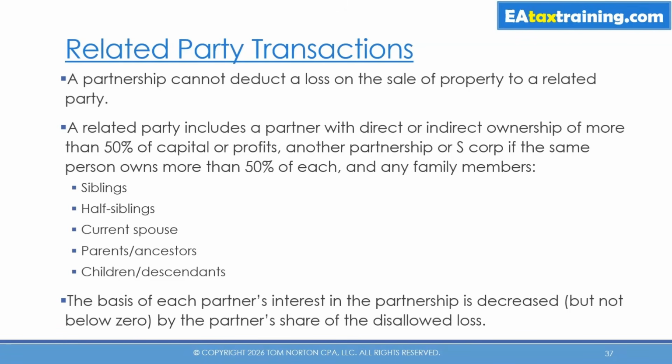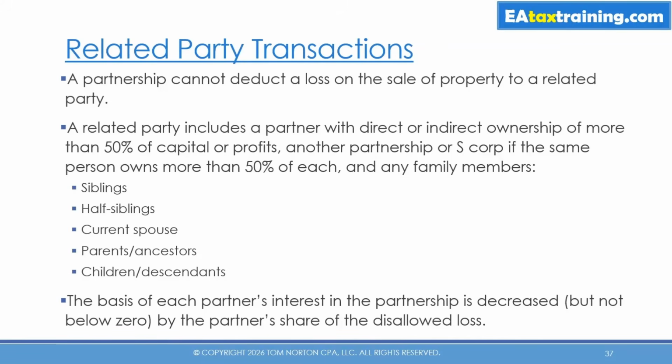Related party transactions. A partnership cannot deduct a loss on the sale of property to a related party. So again, the IRS does not want taxpayers manufacturing tax losses by selling property back and forth to each other. So if the partnership sells property to a related party and has a loss, there is no deduction for that.